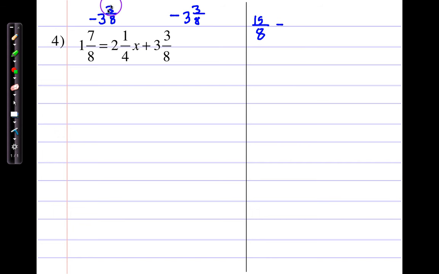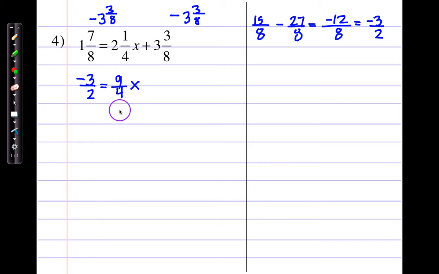I'm going to subtract 3 and 3/8, which is equivalent to 27/8. Here the denominators are conveniently the same, so it's not much work. 15 minus 27 is -12. Notice here I can reduce by 4, so I'm going to divide by 4, leaving me with -3/2. So I'm going to write that as -3/2 equals, converting this into an improper fraction, 9/4 x. Now I just need to get rid of my coefficient, and I do that by doing the inverse of multiplication, because this means multiplication. I'm going to divide both sides by 9/4.